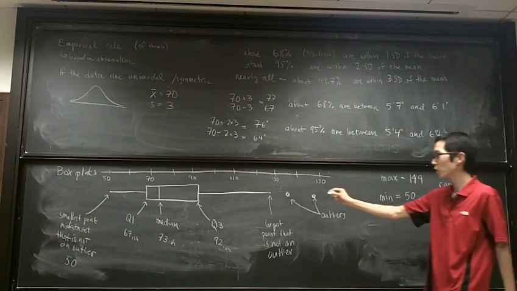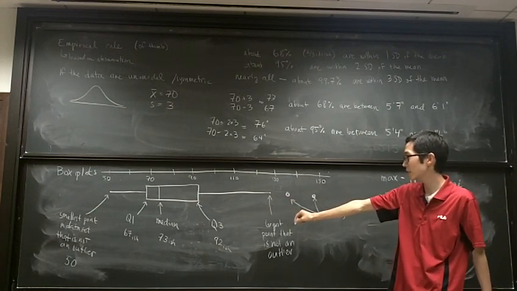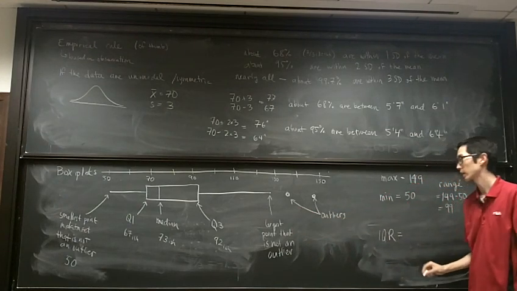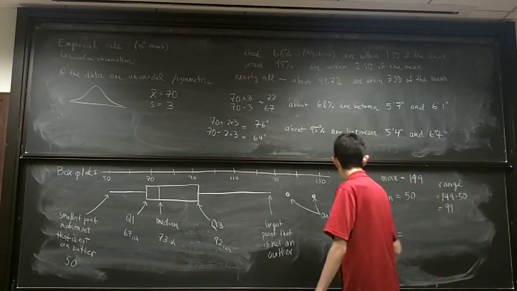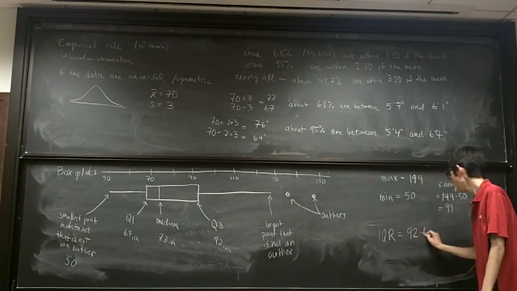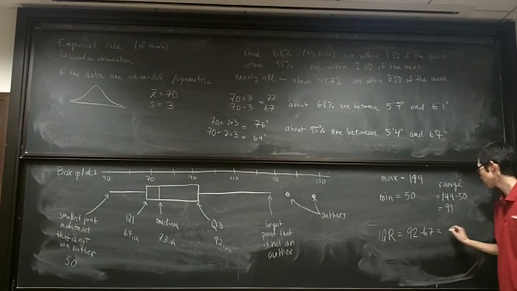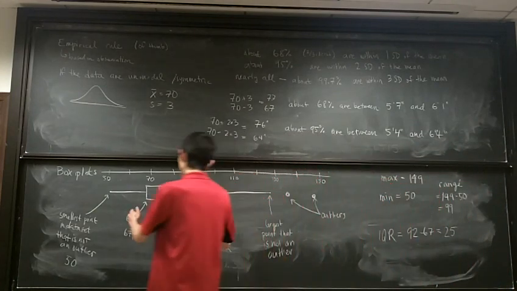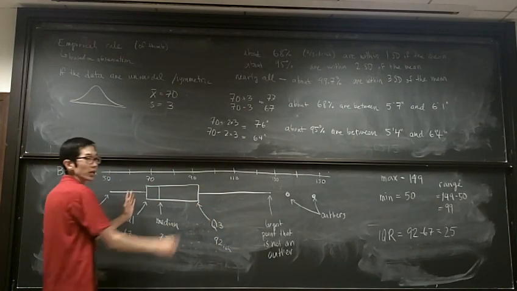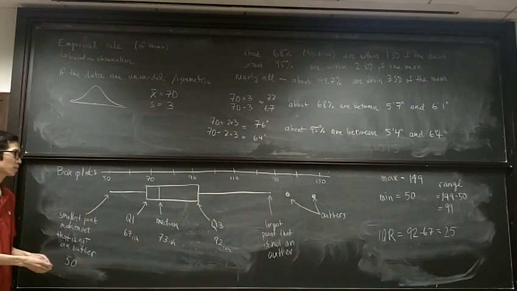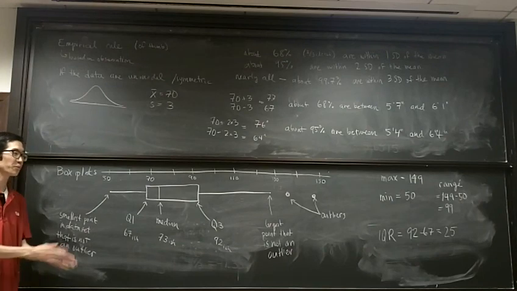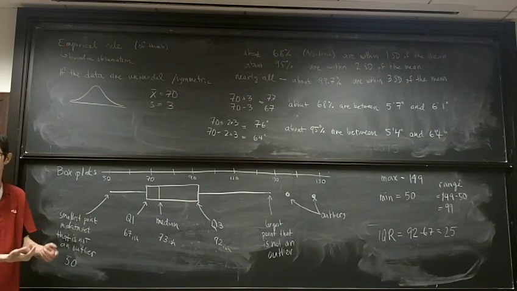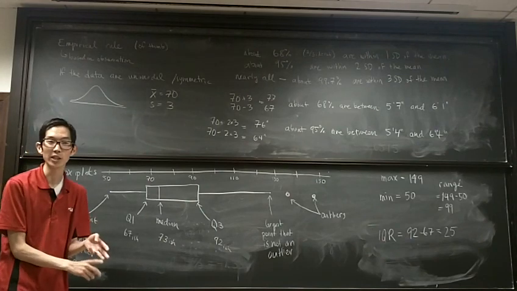We've talked about the IQR, Q3 and Q1. We said it's 92 and 67. So what is my IQR? 92 minus 67, so that's 25. Okay, so the IQR is the width of the box. Okay, all right. Do you guys remember what Q1 and Q3 represent? The first quartile and the third quartile, all right?